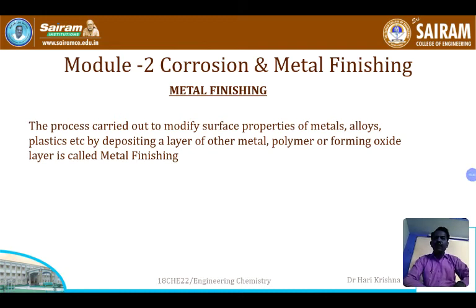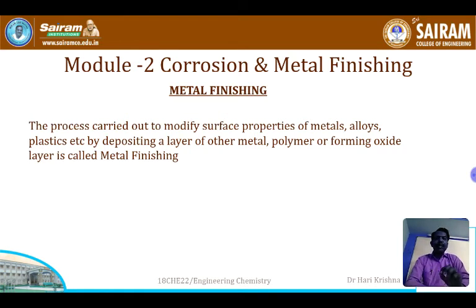In our previous session, we have discussed corrosion control, and various methods of corrosion control. Today, let us discuss one of the major methods of corrosion control. One of the major methods of corrosion control is metal finishing. What do you understand by metal finishing?